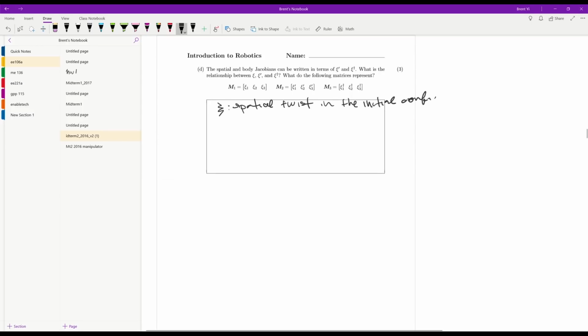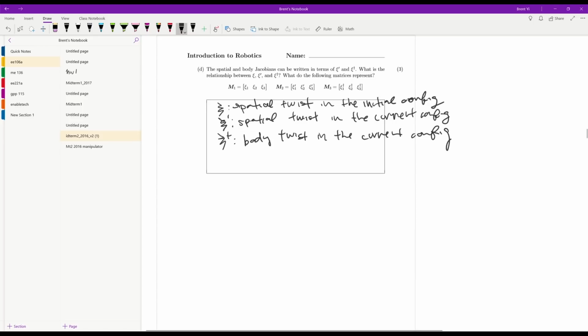Twist prime is what we use for the spatial Jacobian, and that is just the same thing. It's a spatial twist in the current configuration, right? So when we have all the joint angles equal to 0, twist prime and just regular twist are the same. Twist dagger is equal to the body twist, again in the current configuration. I think the official solutions for this midterm are wrong here, in that they say it's in the initial configuration.